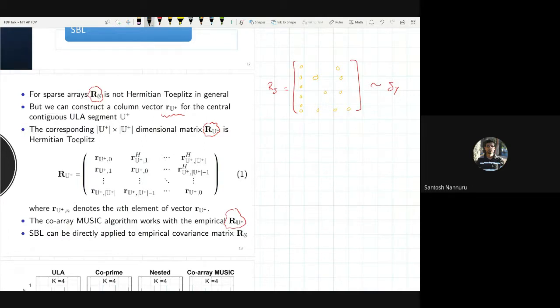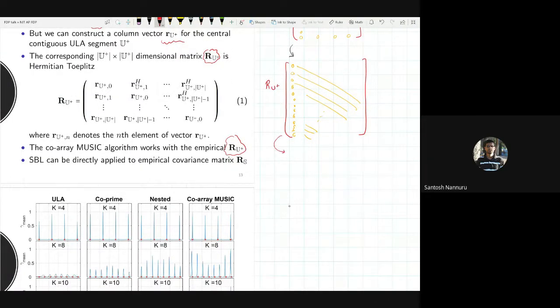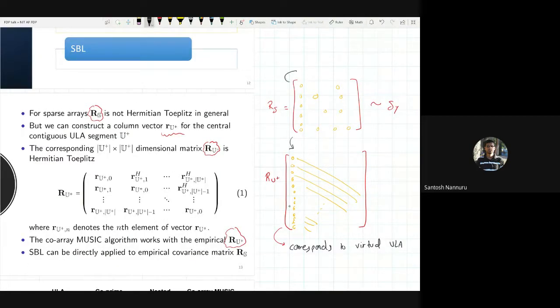With this, I will make a new covariance matrix RU plus, which basically takes all these orange markers and prepares a Toeplitz matrix with it. And this is Toeplitz, so this will all be the same. So this now corresponds to a ULA. This corresponds to some virtual ULA. There's no true ULA like this, but this is a covariance matrix of some virtual ULA, which was obtained by this thing. This is for a sparse physical array.